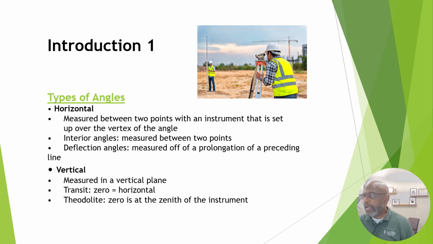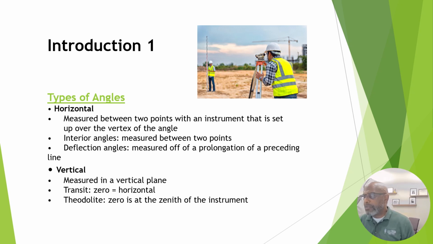So horizontal angles are measured in horizontal planes. When measuring the horizontal angle with a transit or theodolite or a total station, the angle is measured between 2 points that are sighted from the instrument, which is set up over a point representing the vertex of an angle.